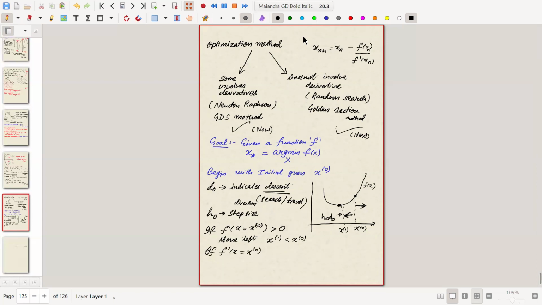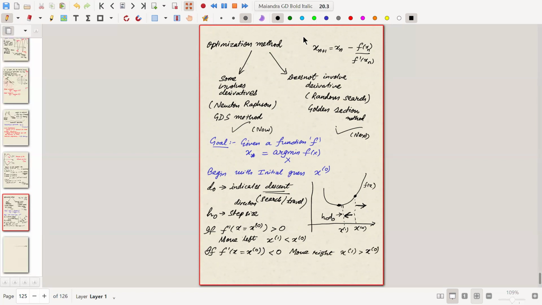If the slope at your initial guess is less than 0, that means f is decreasing with increase in x. Of course, this is not the case for this example, which I have shown in the sketch. Then where should your next guess be, left or right? Obviously right. By right, I mean x1 is greater than x0.